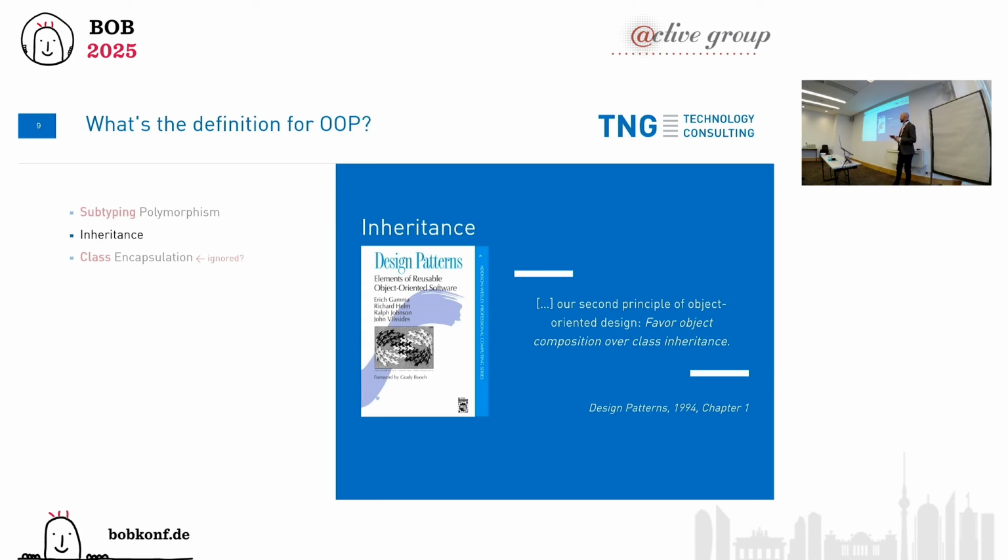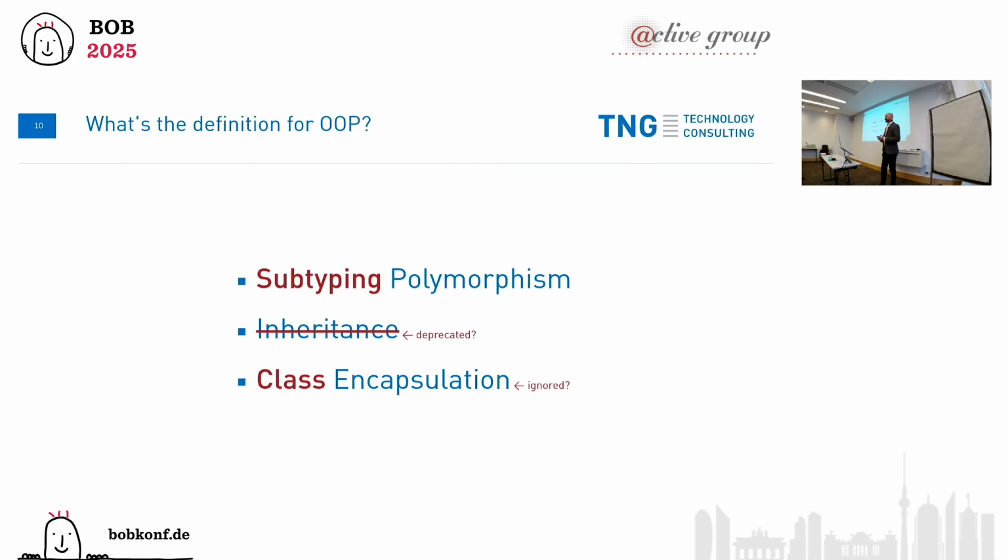So if inheritance has been deprecated for the last 30 years, should we consider it a defining property of object-oriented programming? And if so, what does that say about the state of OOP? Looking back at the definition, it is clear that we have a problem either with OOP itself or at least with this definition. So the question is, is that really all there is to OOP? Well, of course not, as we will see later.